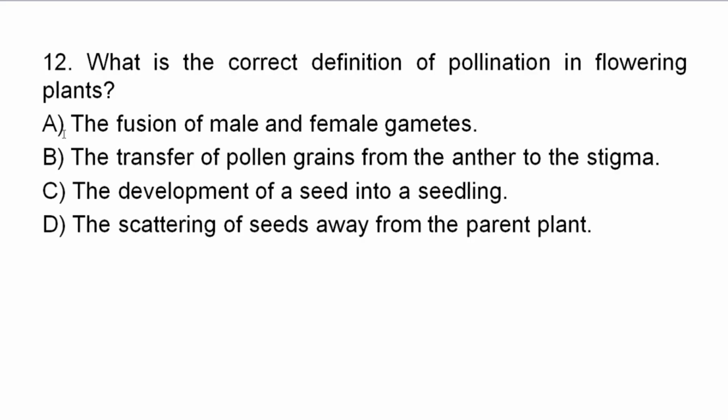Good. A. The fusion of male and female gametes. What's the correct word? The process of the fusion of male and female gametes is called fertilization. C. The development of a seed into seedlings is called germination, or seed germination. D. The scattering of seeds away from the parent plant is known as dispersal, or seed dispersal. So the correct answer for question number 12 is B. Pollination is the transfer of pollen grains from the anther to the stigma.